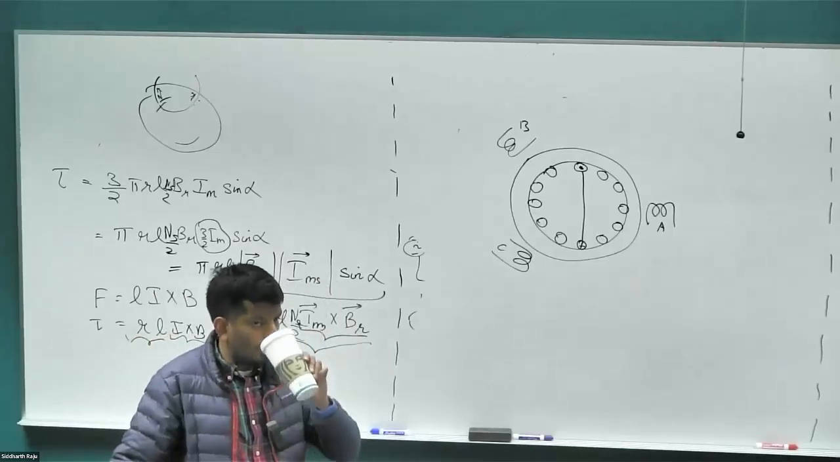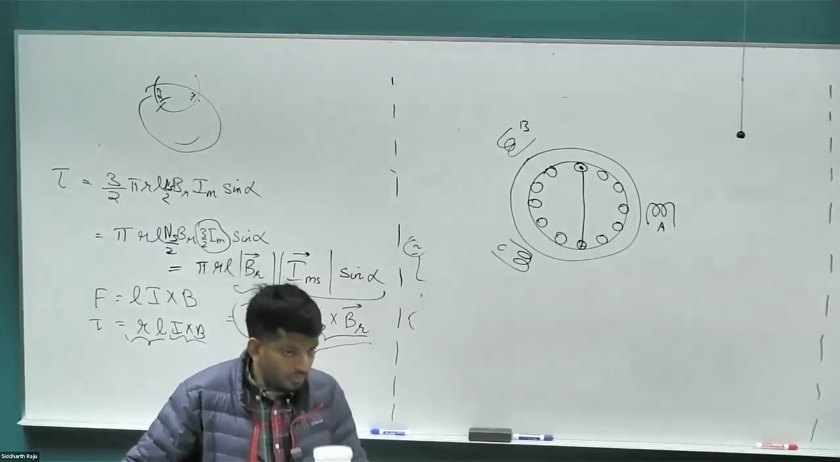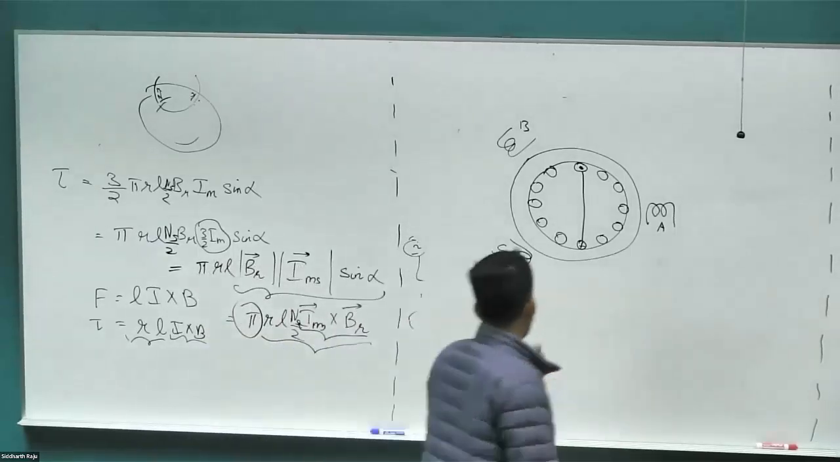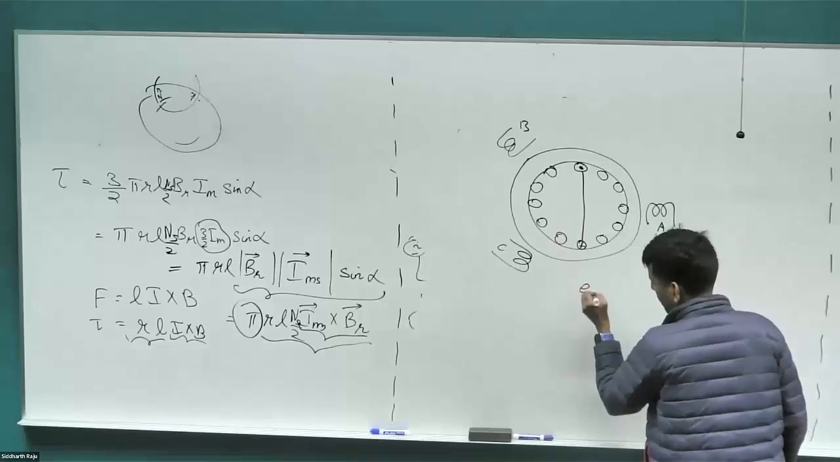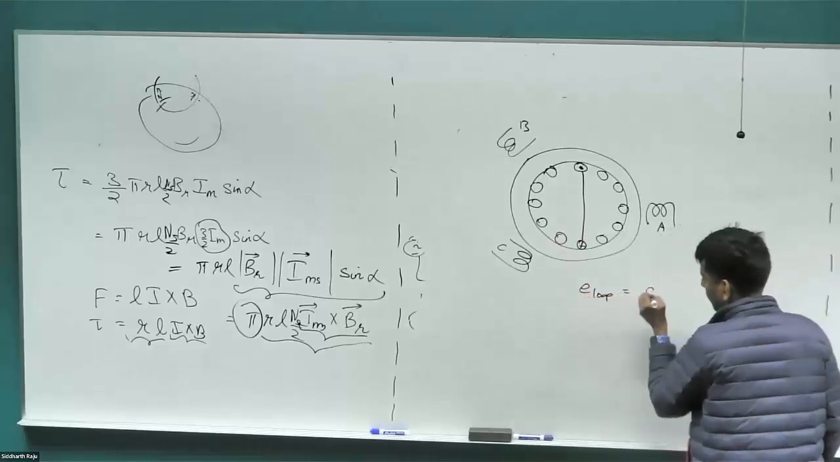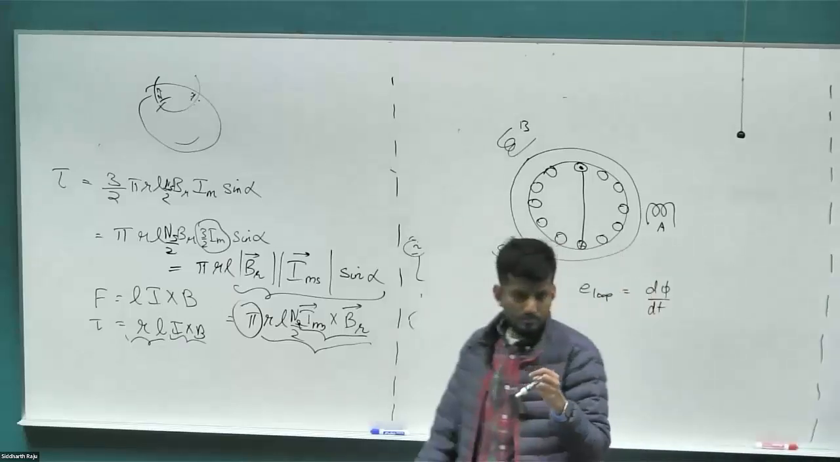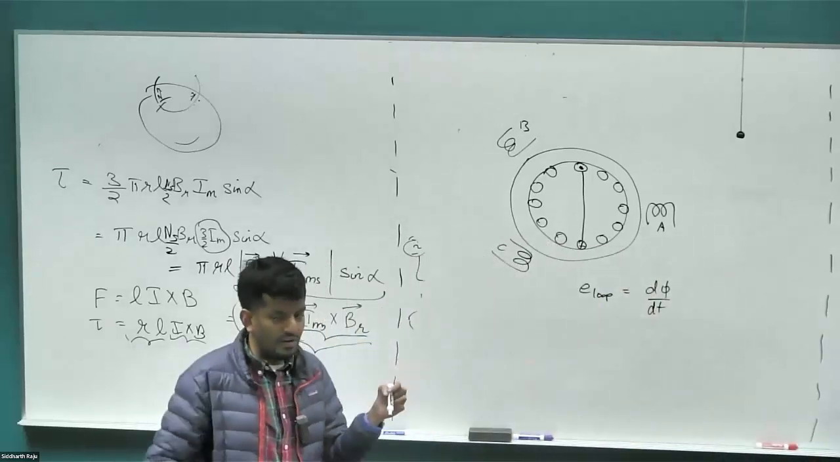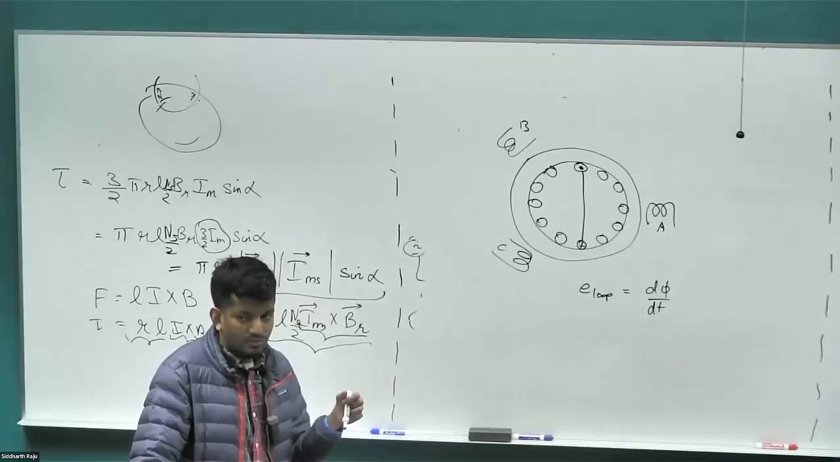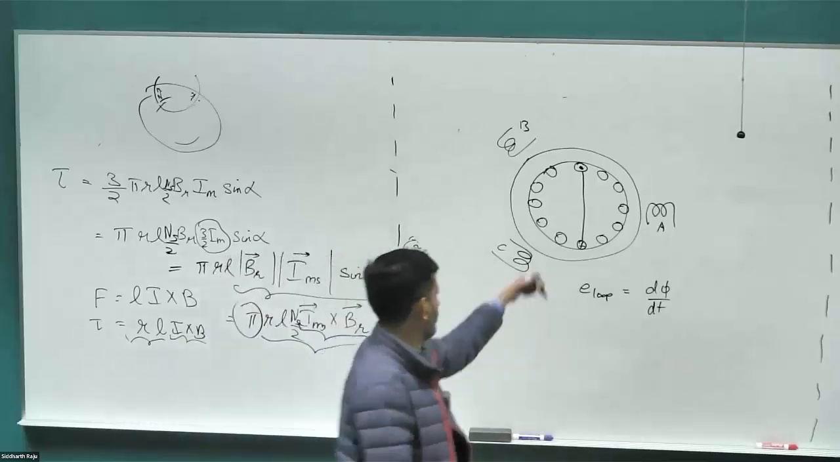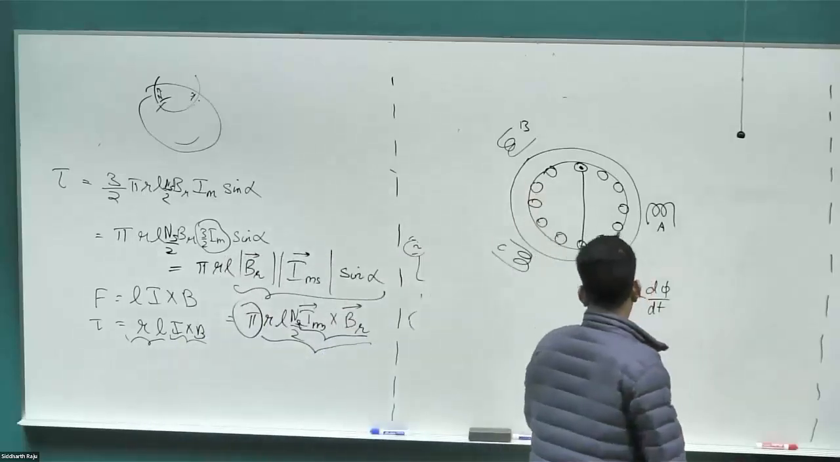d phi dt. So EMF across the loop is d phi by dt. What is the number of turns? It's N d phi dt, right? What is the number of turns? 1. It's just one single loop, solid shorted copper bar.